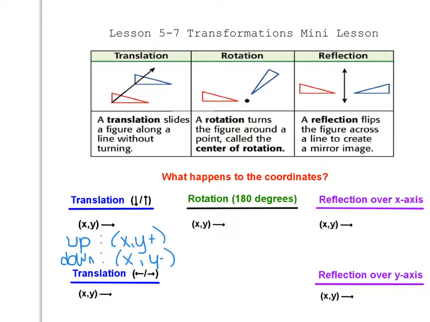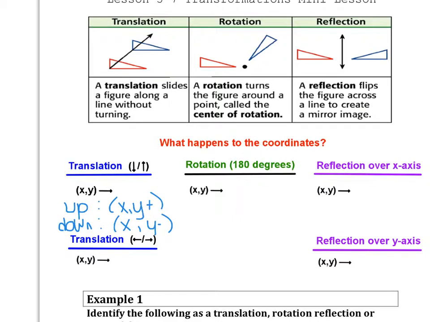If we're making a translation to the right, we would change the x. So let's write that down. Our coordinates will change because we'll take the x and increase it by however many units we're moving, but we will leave the y the same. If we're translating to the left, our x will be decreased and our y value will stay the same.